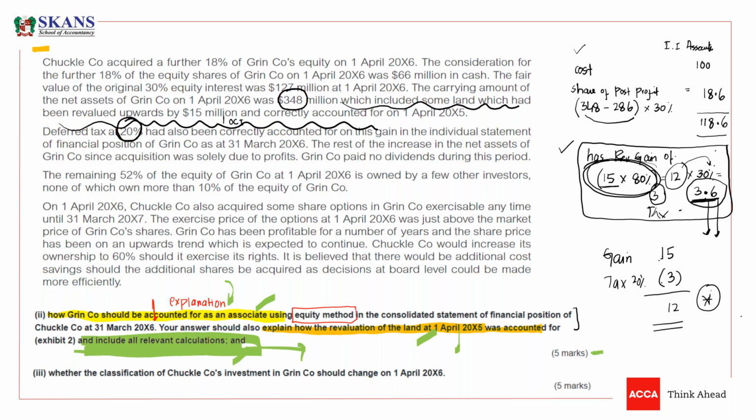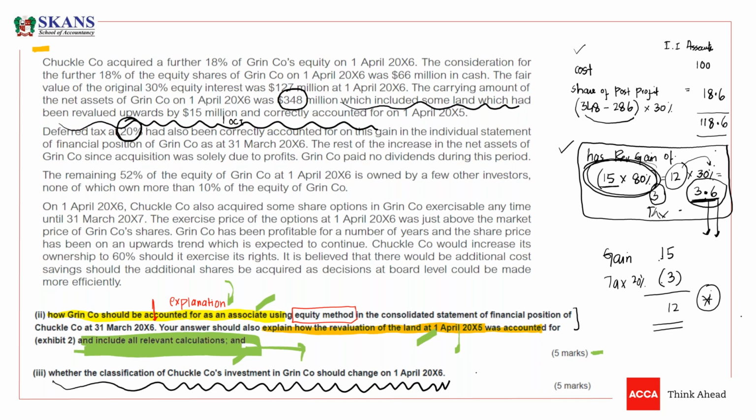Second requirement is whether the classification of C company's investment in Green company should change on 1st April X6. So what happened on 1st April X6? They are asking whether the classification of C's investment in Green company should change on 1st April X6. What is its classification right now?